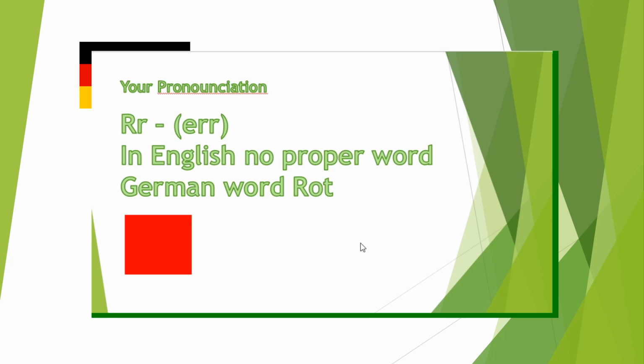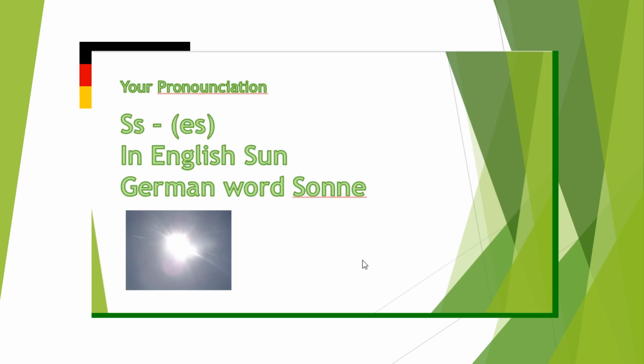R in English is pronounced as er in German. This is a very specific pronunciation and it has a big role of your tongue and throat. In English there is no proper word which can represent this. However, in German you can say rot. Rot means red. S is pronounced as es, like the S in the English word sun. The equivalent German is Sonne, or Sunday is called Sonntag.